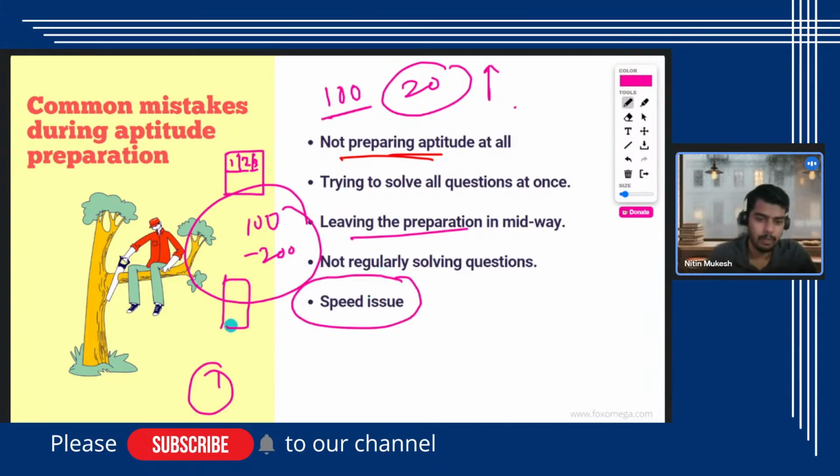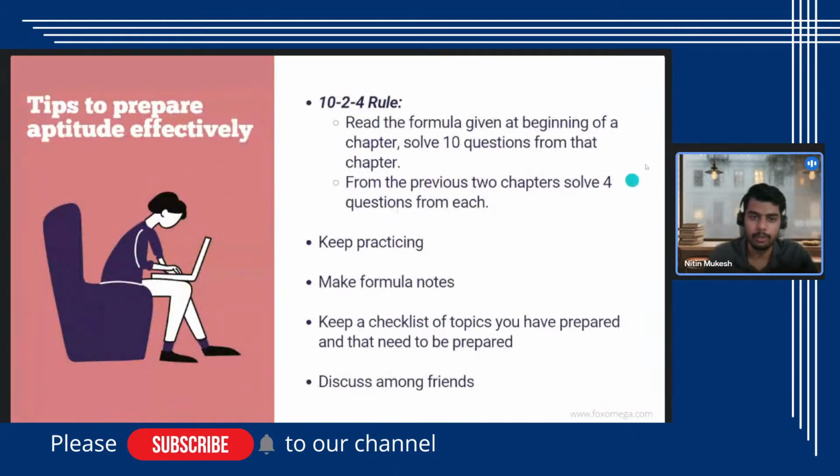It's not like if you know all the concepts and you're not able to solve a large number of questions in a short amount of time, then I think things are not going to work out for you. So you have to build speed also. To solve aptitude effectively, there are a few things that you can adopt.